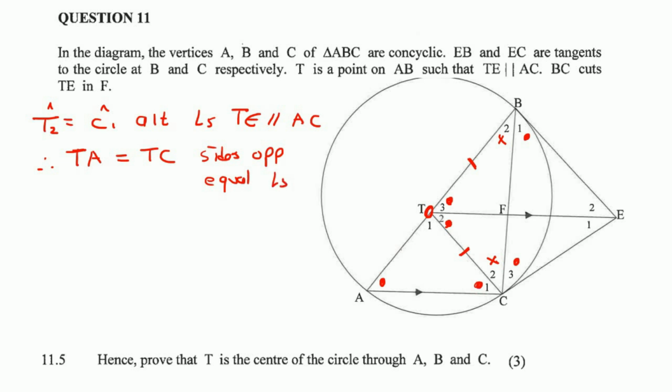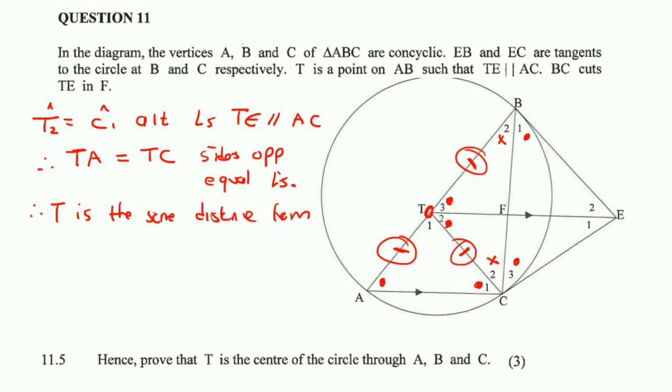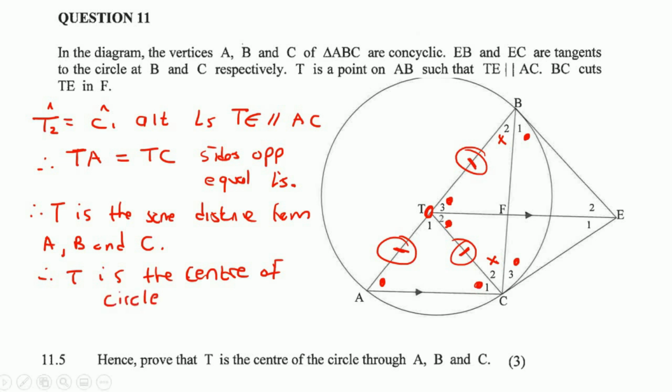equal angles. Okay, so these are the same. And so there we have it. We can see that the point T is the same length from A, same length from C, and the same length from B. So then we can say, therefore, T is the same distance from A, B, and C. Therefore, T is the center of the circle.